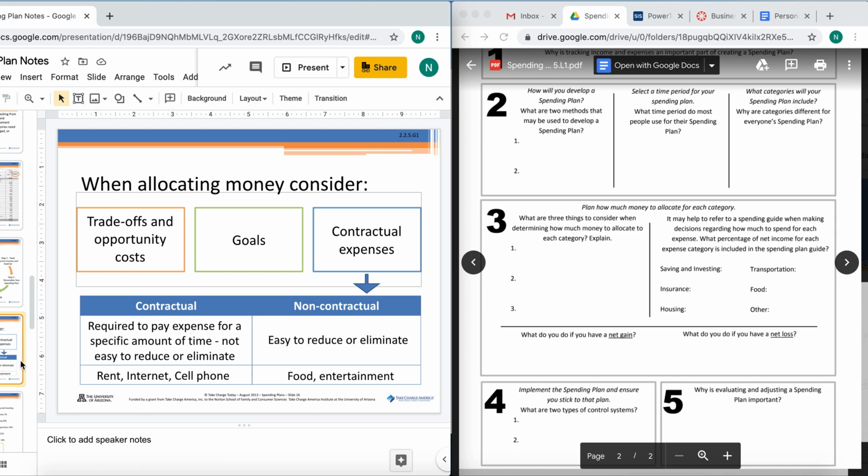And then we have non-contractual expenses. Those are going to be things that are easier to reduce or even potentially eliminate. So things like how much you're spending at the grocery store. You could change from name brand items to generic items to save some money. How much you're spending out at restaurants, how much you're spending on entertainment. Those things are easy to adjust.